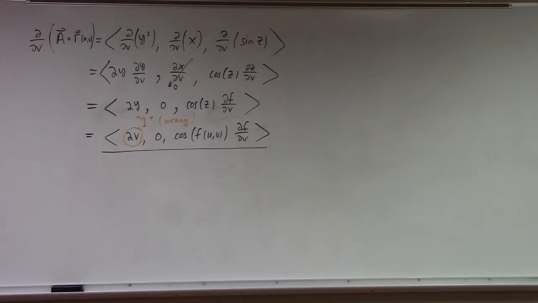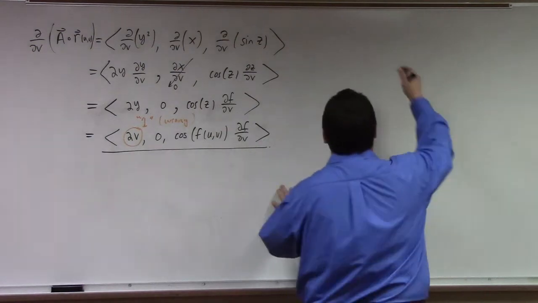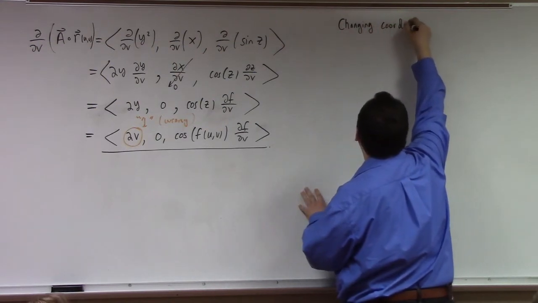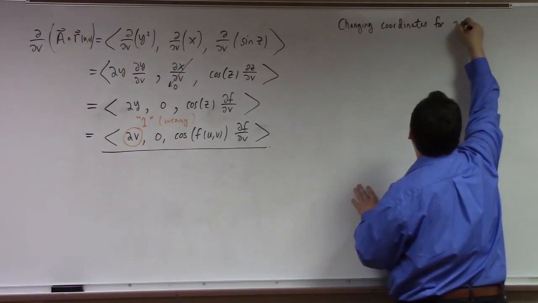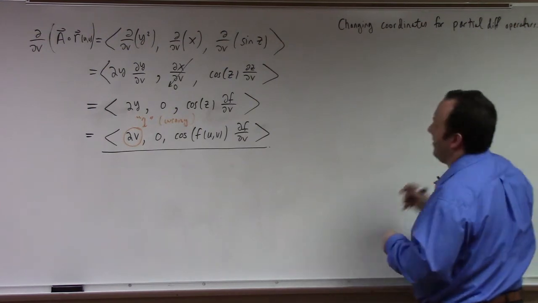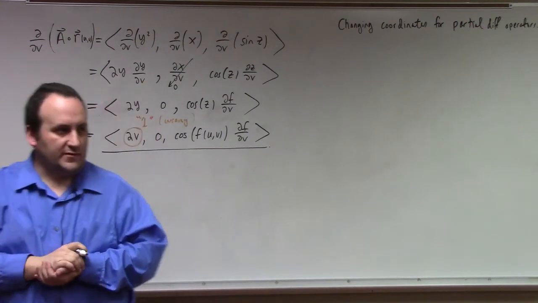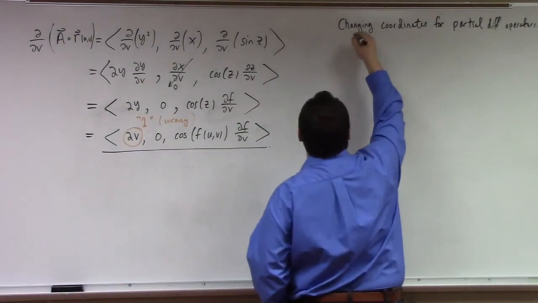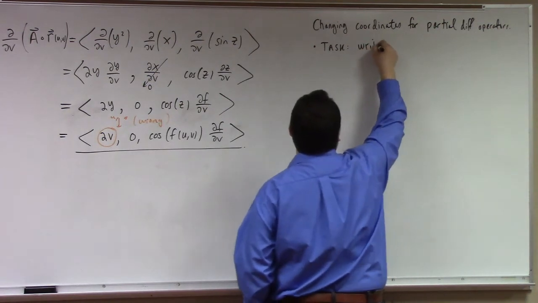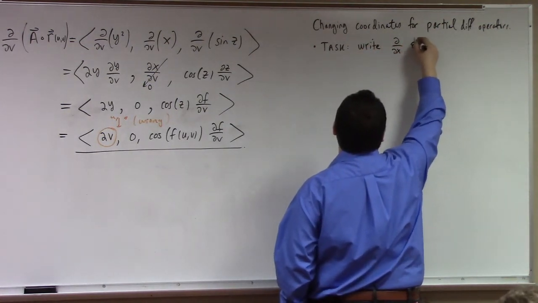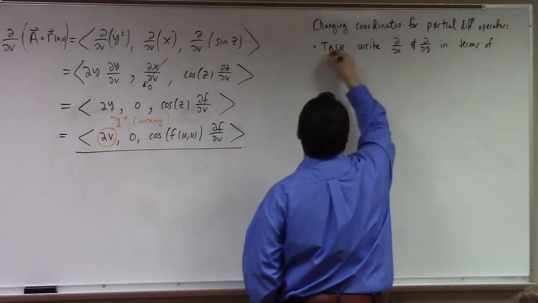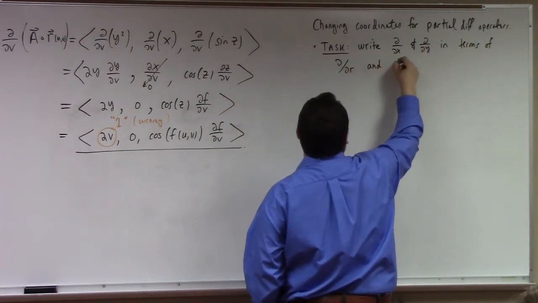So that was one example. The other thing I was supposed to do last time, and I neglected, was how to change coordinates for partial differential operators. All right, so here's how you do it. Suppose here's a typical problem task. Write partial x and partial y in terms of partial r and partial theta.